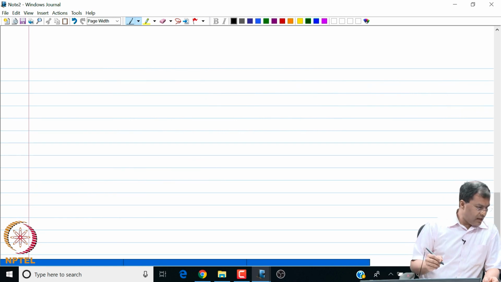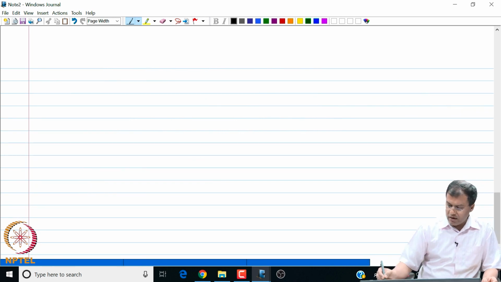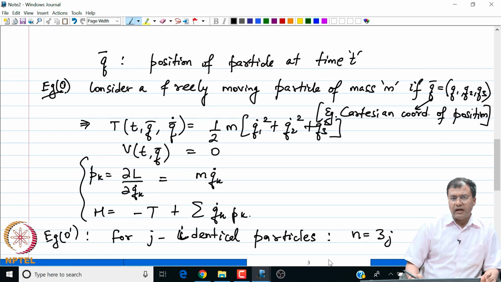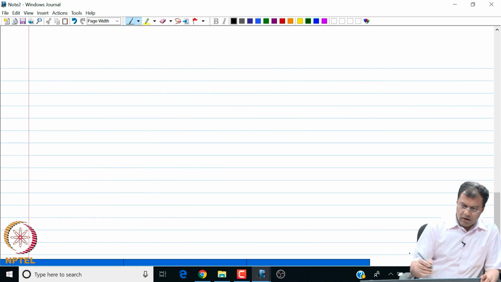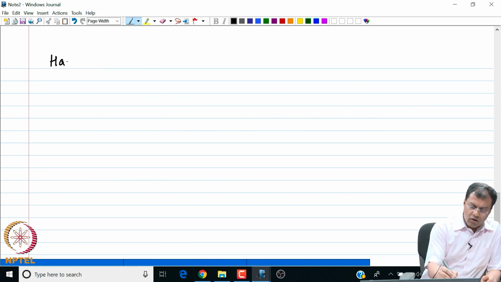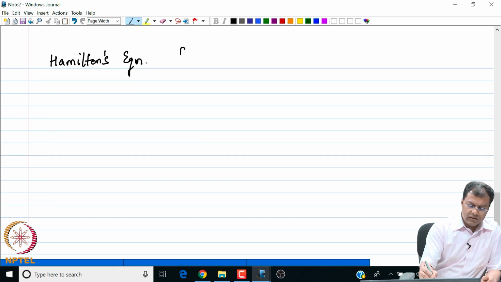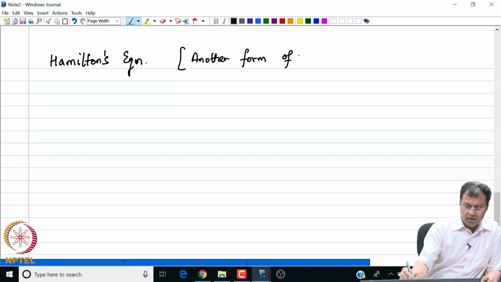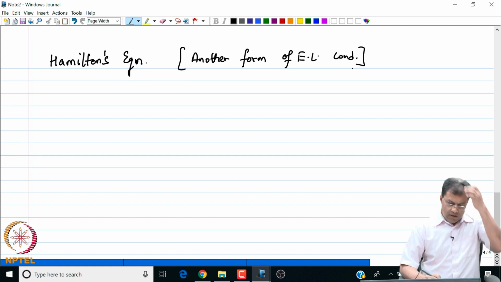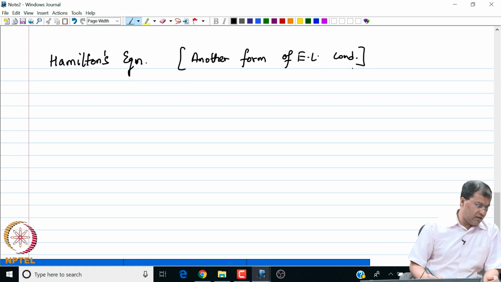So we are now in a position to describe another form of the Euler-Lagrange equation. Let me now start with the so-called Hamilton's equation. What are Hamilton's equations? This is another form of the Euler-Lagrange conditions. We will see what is the advantage of Hamilton's equations soon.